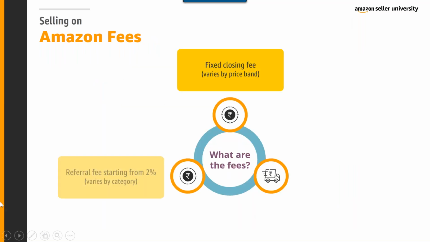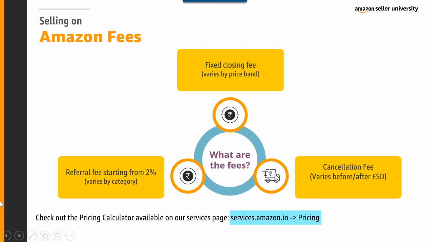Moving forward. So let's talk about the Amazon fees. First is the referral fee that starts from 2% to 40%. It depends on the category that you're listing. Next is a fixed closing fee. It's like a commission. Say, for example, if you're listing a product worth rupees 100, it's not necessary that you get the complete 100 rupees back. You might get around 80 to 90 depending on the plan that you're on. Next is a cancellation fee, which we will talk about in the further slides.